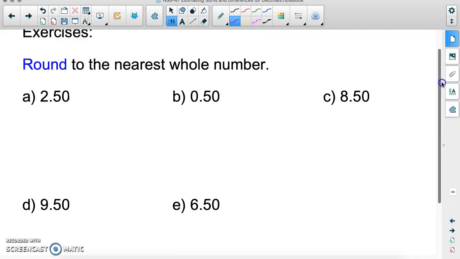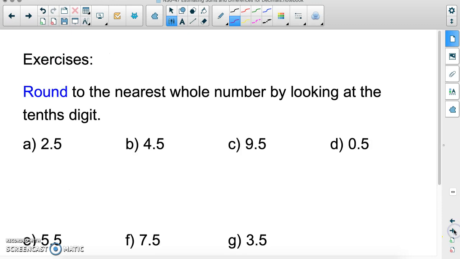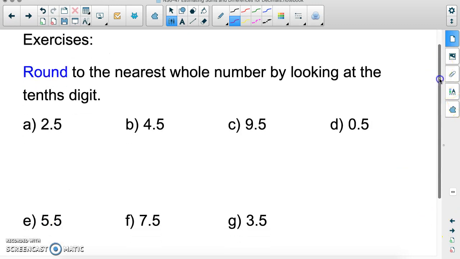So here you're going to round to the nearest whole number. When you're done these exercises, you're going to resume your screencast. Here's some more exercises for you. You're going to round to the nearest whole number by looking at the tenths digit. When you're done, you're going to resume your screencast.